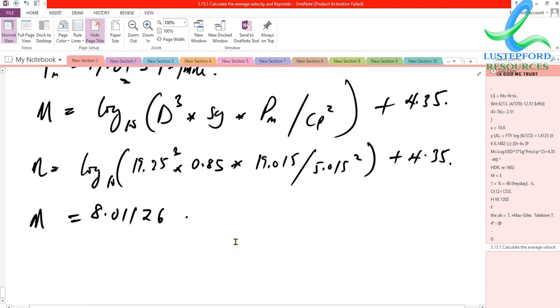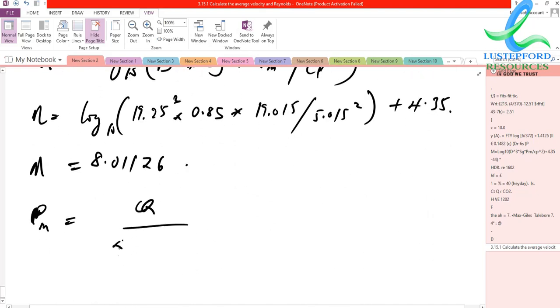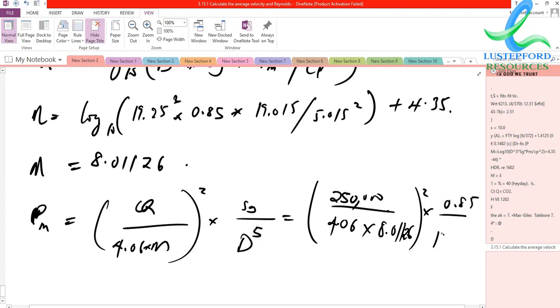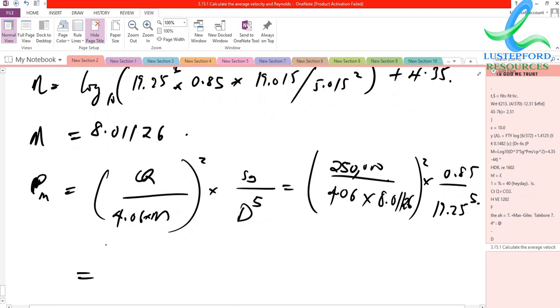Now we use it to get our PM. You see, our PM will now be Q all over 4.06 times M, times 2 times the specific gravity divided by the internal diameter raised to power 5, which is 250,000 divided by 4.06 times M, which is 8.01126 raised to power 2 times 0.85 divided by 19.25 raised to power 5. Now we have our P subscript M.